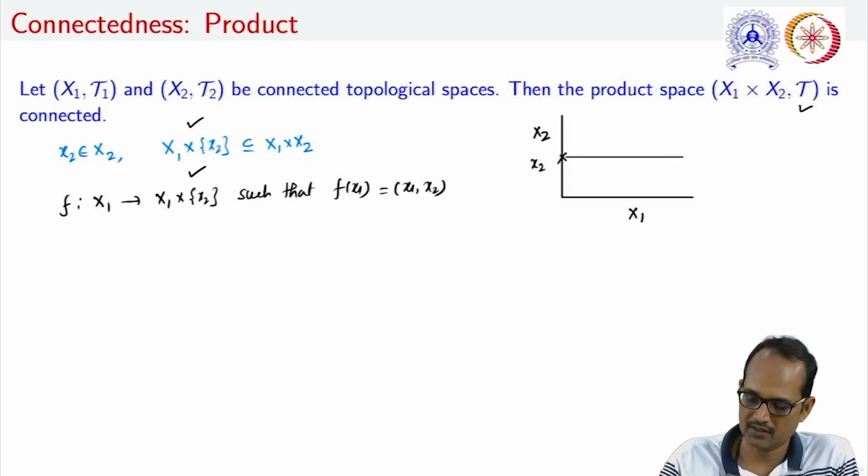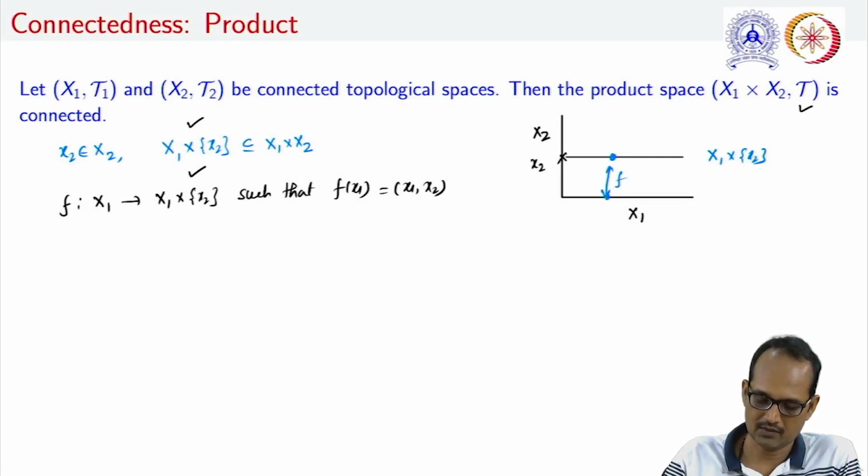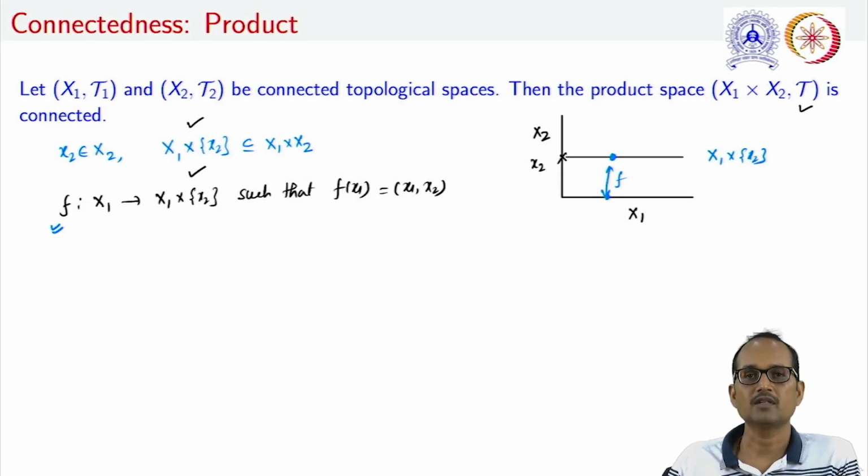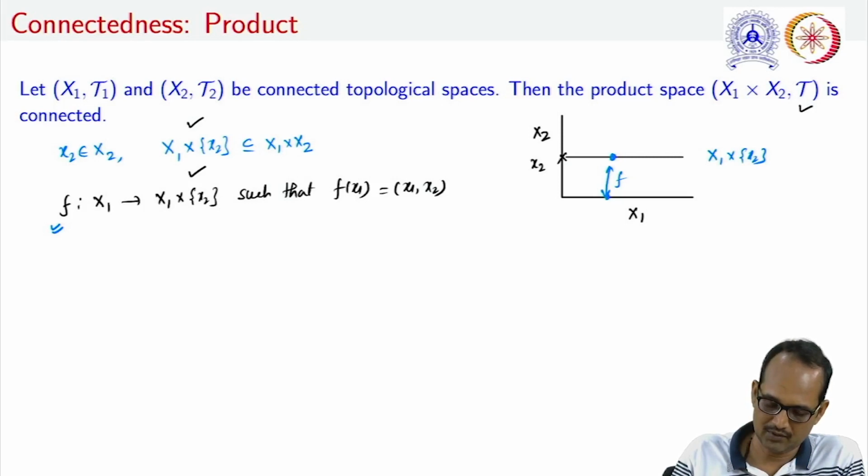It is clear that this set, which is nothing but X1 × {x2}, and if this is X1 and this is the map, then this map or this function is a bijective function. Also, simply it can be seen that this is continuous plus open. Just think on it.